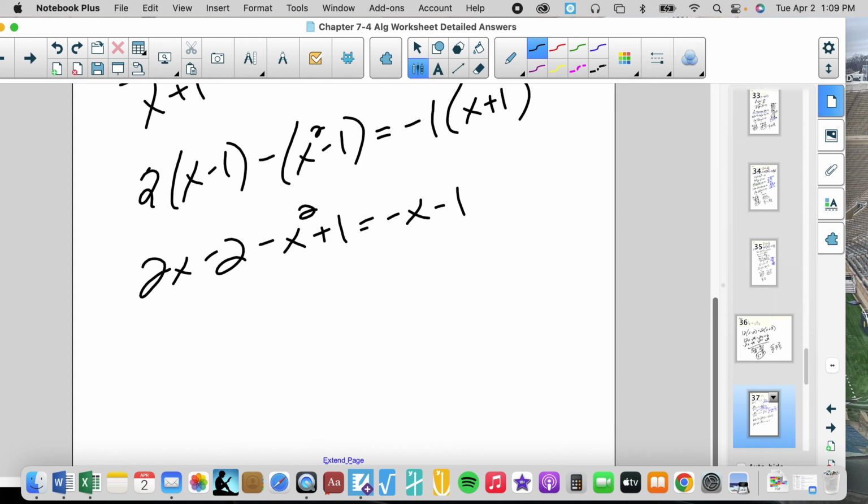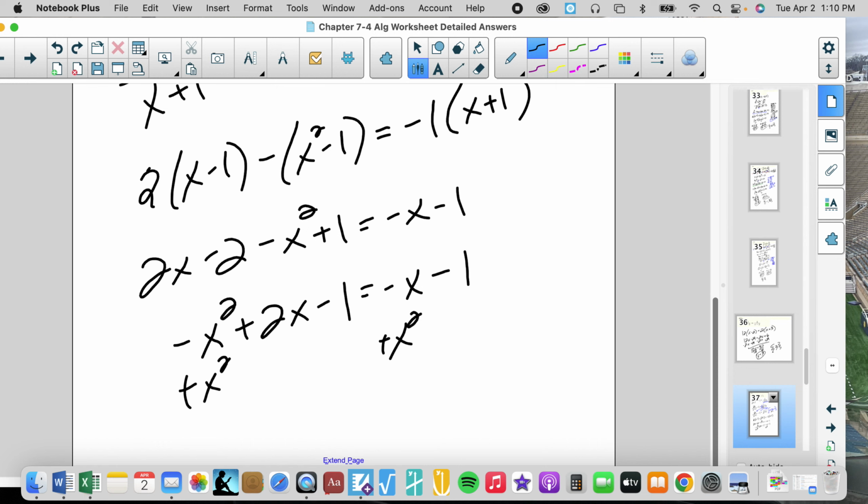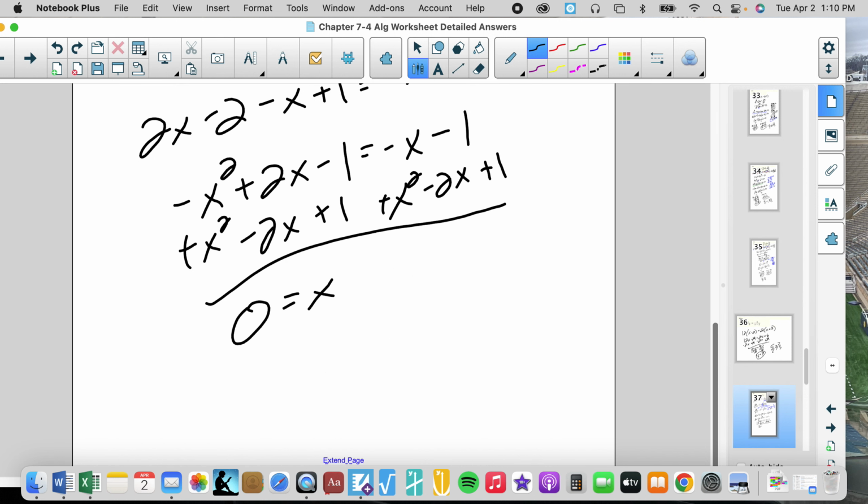Well, this is a negative x squared, so I'm going to simplify first. Negative x squared plus 2x minus 1 equals negative x minus 1. I need my x squared to be positive. Minus 2x, plus 1, plus 1. So I have 0 equals x squared minus 3x, and the constants cancel.